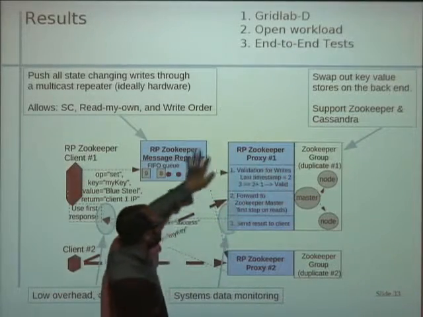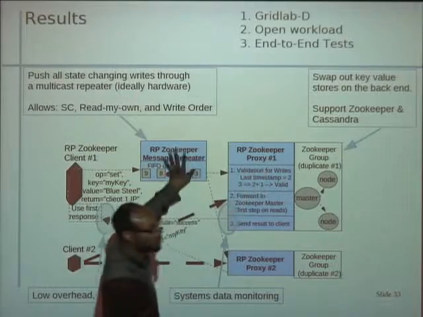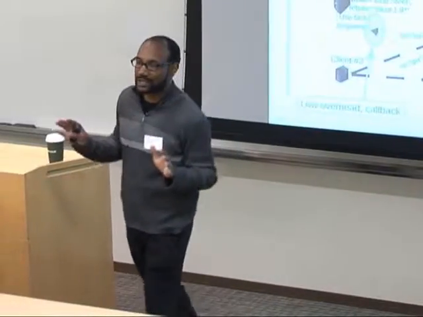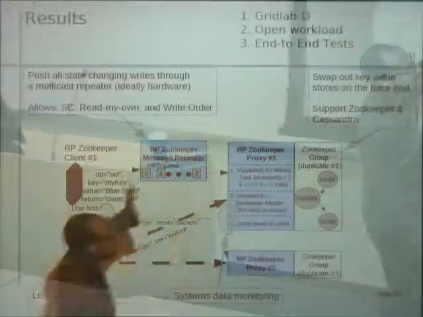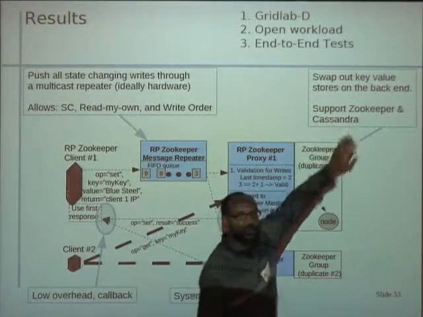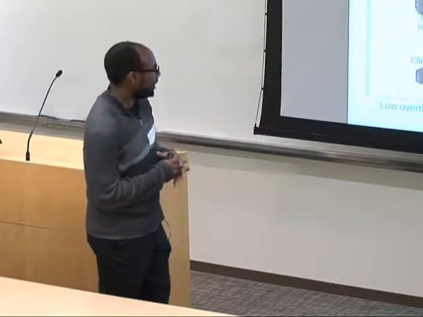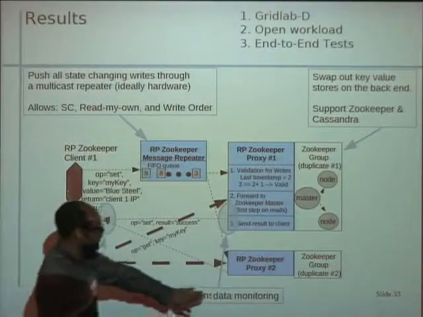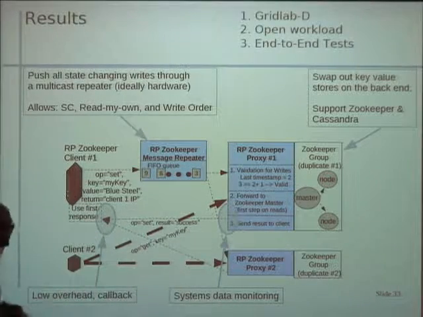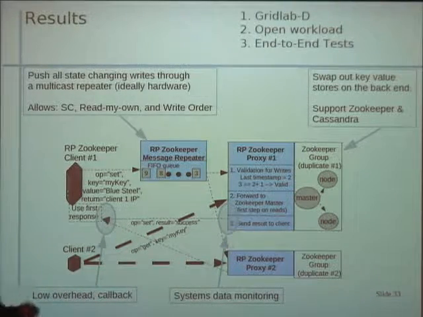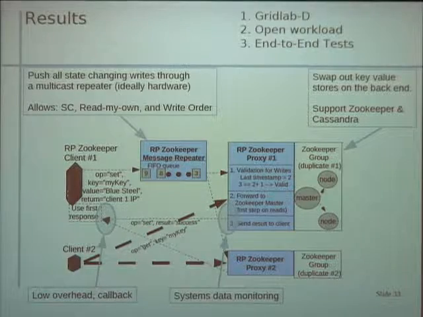We took a lot of pain to implement this in a way that is agnostic to the key value store that is on the back end. So we've implemented this with Zookeeper back here and with Cassandra in different configurations of both. We do some system monitoring data, and we have a couple of tried and true systems implementation techniques, right?